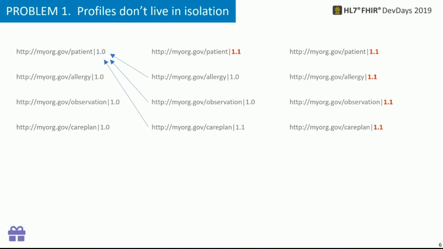And so what you see here is that profiles don't live in isolation. So if you just update a version, stuff starts to break. And as a result, all the other profiles that reference this profile need an update as well. Hence, we now have 4 profiles with version 1.1. But they don't contain an actual change. They're the same profiles, they just reference another version of the patient. So that's problem 1. Profiles don't live in isolation.